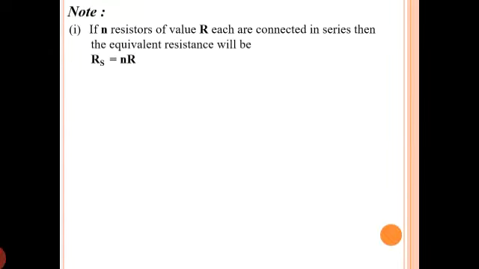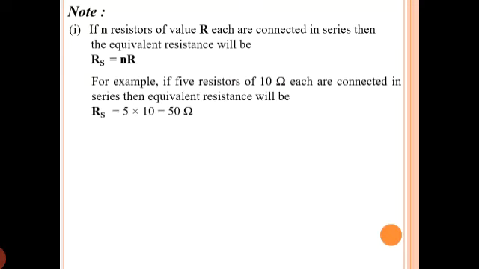So now we can go for the topic, that is advantage and disadvantage, but before that we have two notes. This is just a trick for you, a shortcut method: if n resistors of value R each are connected in series, then the equivalent resistance will be n into R. For example, there are 5 or 20, 30, many resistors of the same value connected in series. What will be the total resistance of the combination? For that we need not go R1 plus R2 plus R3, we can just apply n into R.